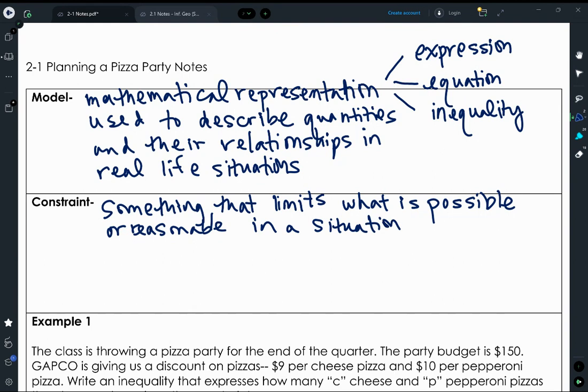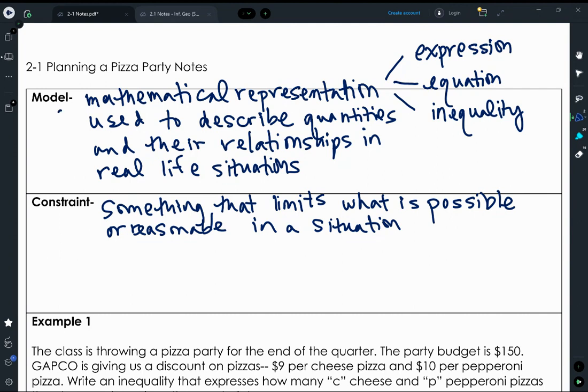So thinking about your pizza party, a constraint would be that we don't have an unlimited amount of money to spend, right? So it might be that the money that you spend needs to be less than $200. Another constraint would be that in order to have the pizza party that day, you need to have at least 10 students present. Or maybe something about the number of students in the class being less than 30. So those would be constraints.